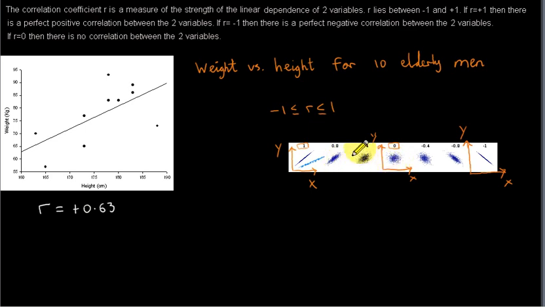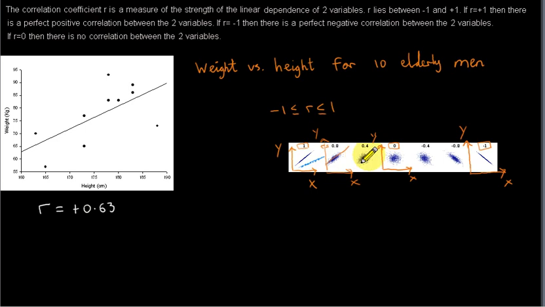And we have various values of R in between the two extremes of +1 and -1. For example, if R equals 0.8, then we have a strong positive correlation between the two variables, say y and x, because 0.8 is close to 1. You can see here that all the points don't lie exactly on a straight line with positive slope, but there's a strong linear dependence.